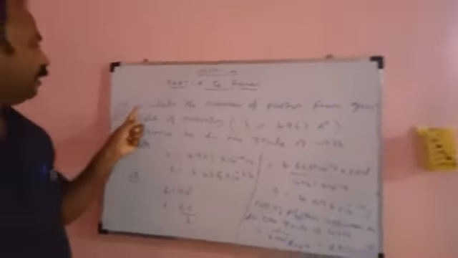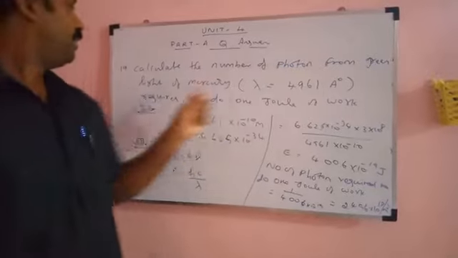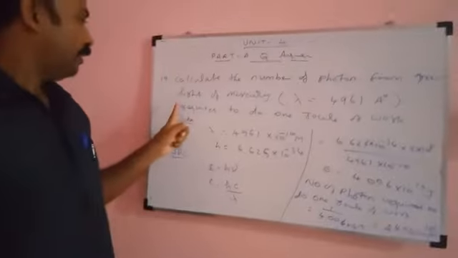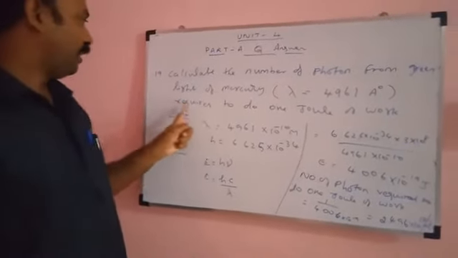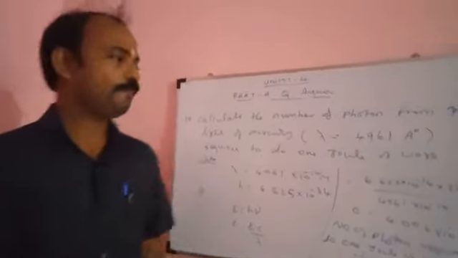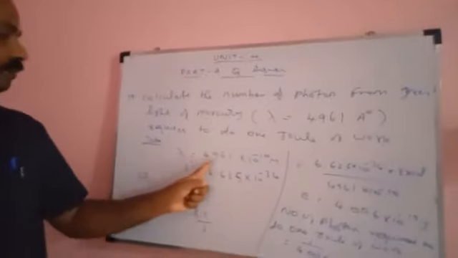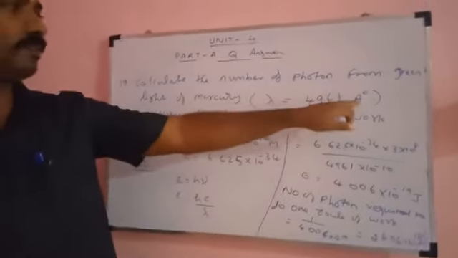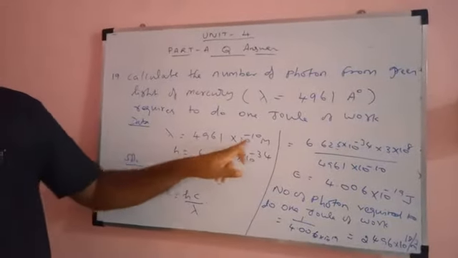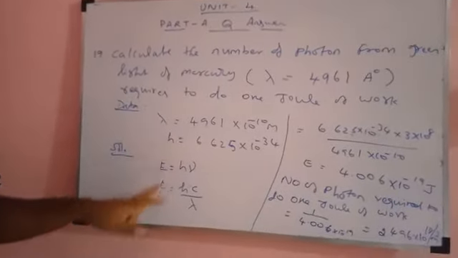Question 19. Calculate the number of photons from green light of mercury. The wavelength is provided. Find the number of photons from green light of mercury required to do 1 joule of work. So the given data: the wavelength is given in angstrom units, which is converted into meters, 4961 into 10 power minus 10 meter, and this is Planck's constant, we know.